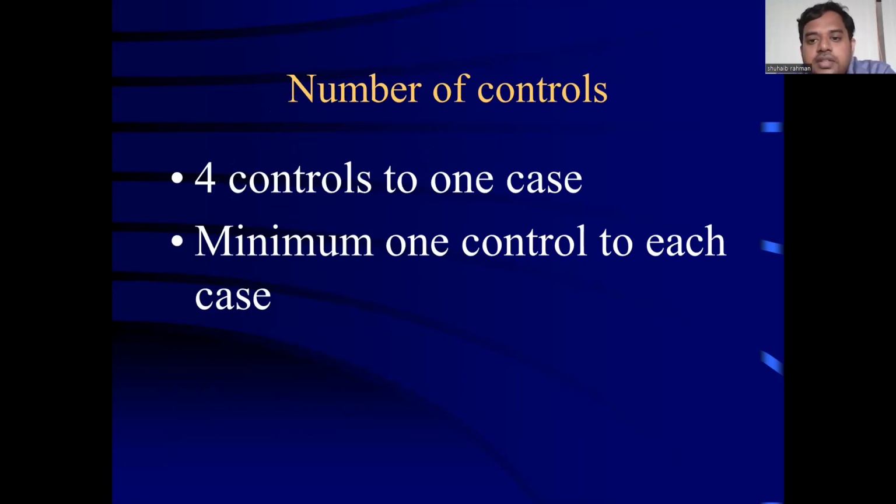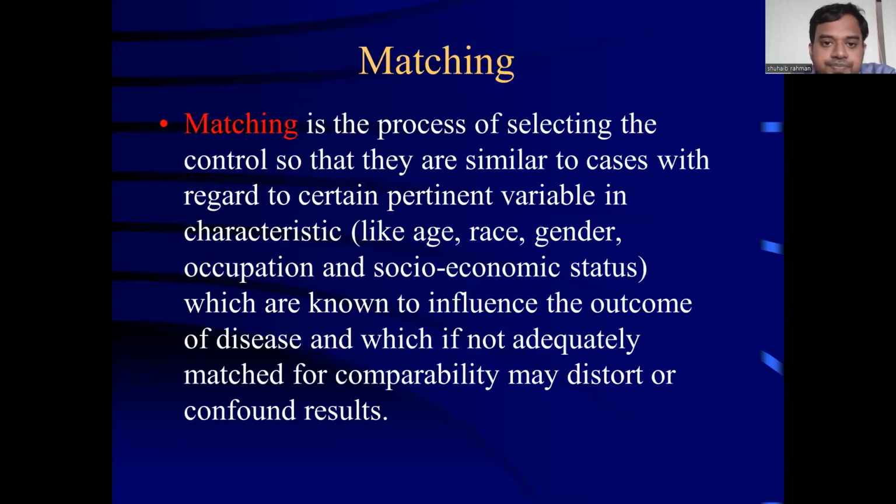Coming to the ratio of cases to controls, you can have a maximum of 4 controls for a particular case, and the minimum should be 1:1. Otherwise, it is going to confound your results.